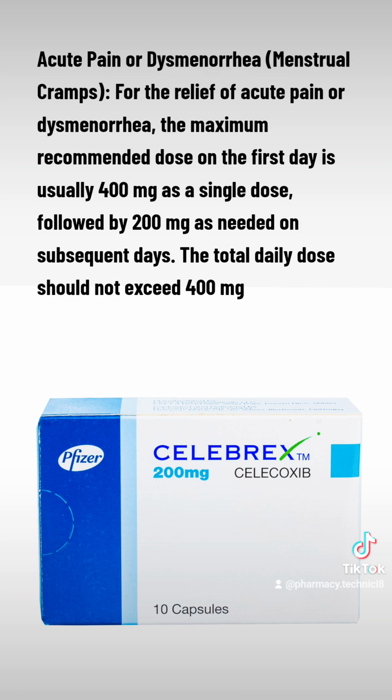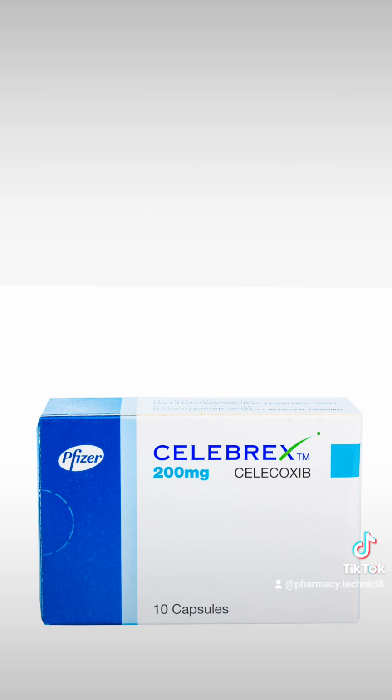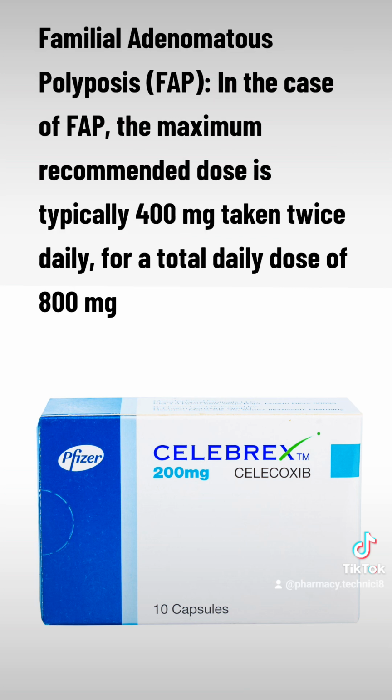Acute pain or dysmenorrhea, menstrual cramps. For the relief of acute pain or dysmenorrhea, the maximum recommended dose on the first day is usually 400 milligrams as a single dose, followed by 200 milligrams as needed on subsequent days. The total daily dose should not exceed 400 milligrams. Familial adenomatous polyposis, FAP. In the case of FAP, the maximum recommended dose is typically 400 milligrams taken twice daily, for a total daily dose of 800 milligrams.